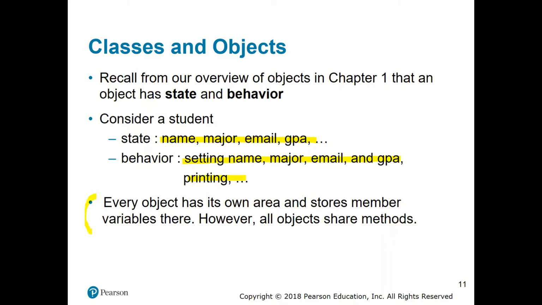And this is important. Every object has its own area and stores member variables there. Member variable is attribute. So this means that if we make a class and we create several objects of that class, each object has its own space to store its attributes. However, all objects share methods. I will talk about that in more detail.